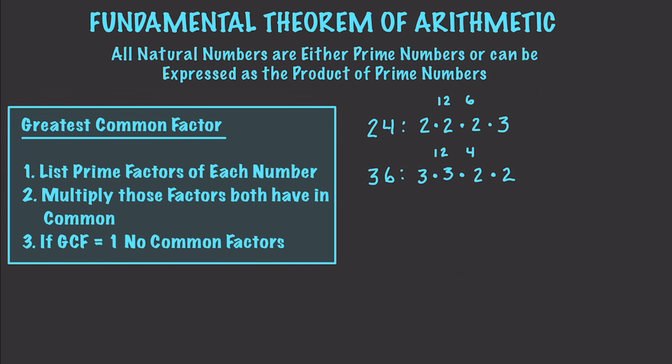Now what we need to do is look at which of these values do we have in common here. Well, we see that we have a 2 right here, and we have a 2 right here. And we see that we have a 2 right here, and we also have a 2 right here. We see that we have a 3 up here, but we don't have any more 2s at the bottom, so we can't use it. But we can use this 3 because there's a 3 down here. And now to find our greatest common factor, all we need to do is multiply 2 times 2 times 3. And if we do that, we get a value of 12. And the greatest common factor for 24 and 36 is 12.